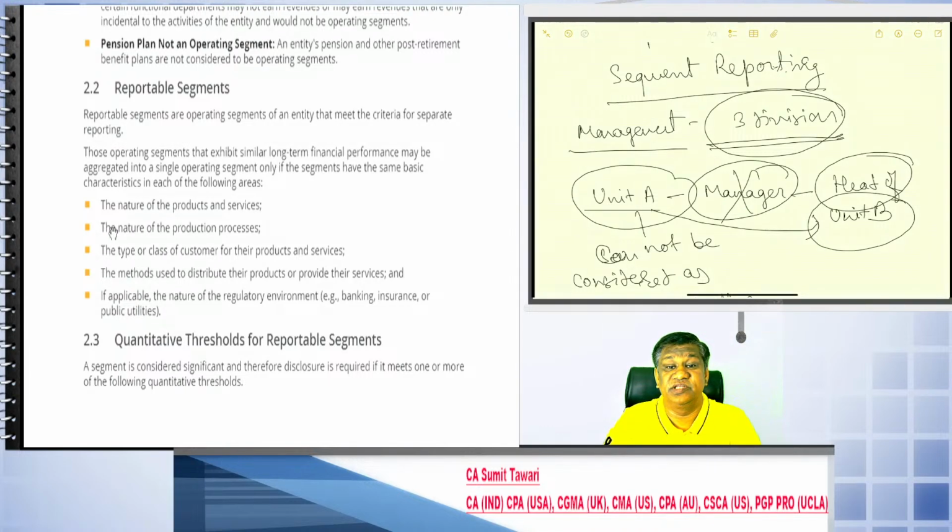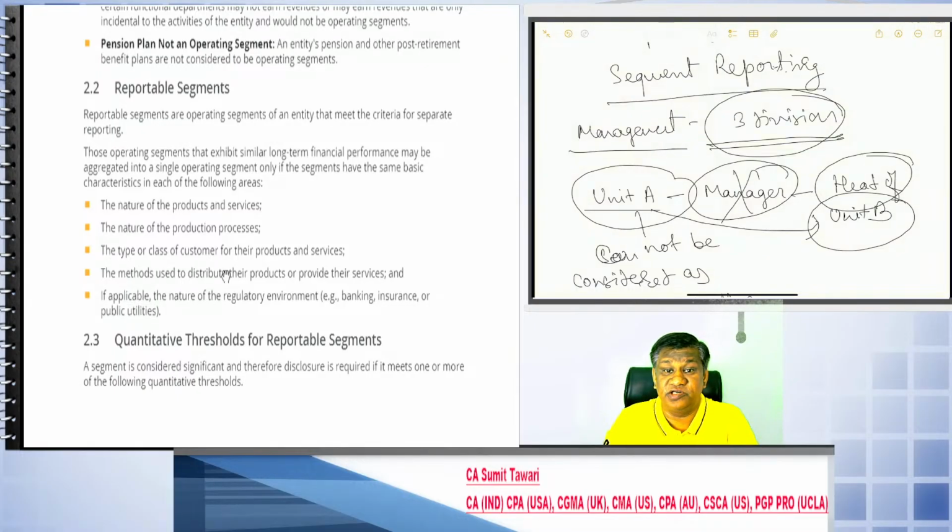Okay, so: the nature of the products and services, the nature of the production process, the type or class of customer for their products and services, meaning if the customer belongs to the chemical industry, or if the customer belongs to the textile industry, that we need to consider. The method used to distribute the product or provide the services, and the nature of the regulatory environment, that is banking, insurance and public utilities. Okay, so these are basically the criteria you can consider to evaluate what could be the operating segment.